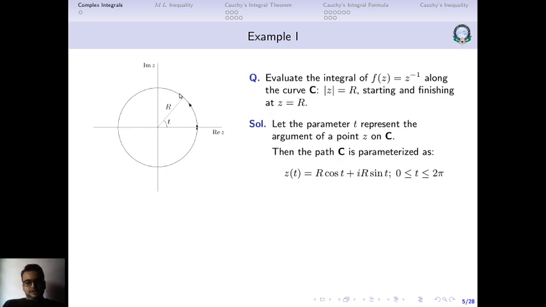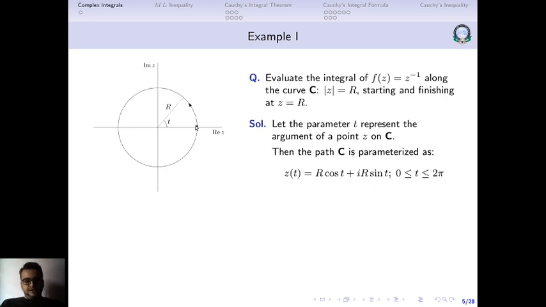So this path C can be parameterized as r cos t plus i r sin t, which makes sense, right? Because suppose I take in general any point on this path. Okay, let's say I take this point z here. z is equal to x plus iy. So what is x? x is nothing but r cos of this angle, so r cos t, and y, the imaginary part, is r sine of this angle. So this is x and this is y, and of course the value of t lies between 0 and 2 pi, because we are going around this closed loop.